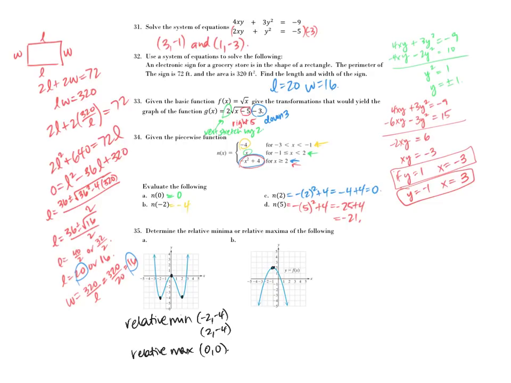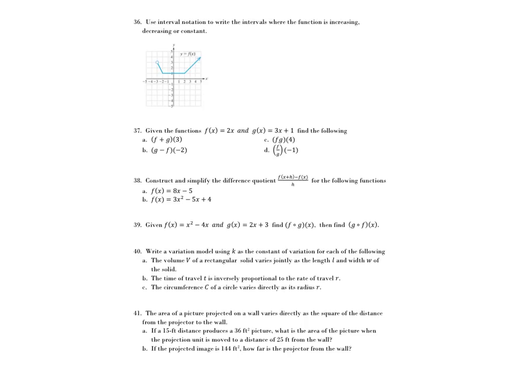On this one, I have a relative max. It's also the absolute max on this particular problem, but anyway, it's at negative 1, 2. Then it says use interval notation to write the intervals on which the function is increasing, decreasing, or constant.